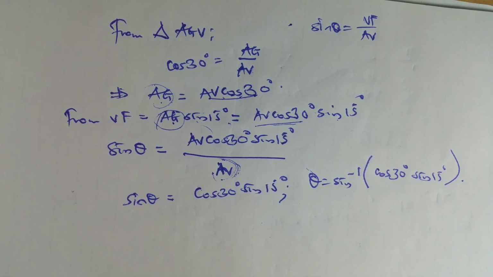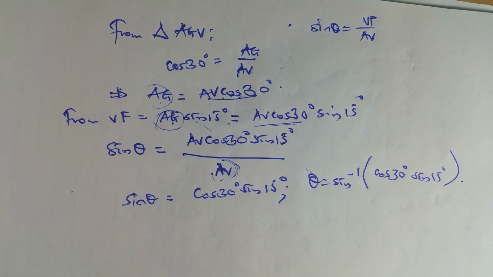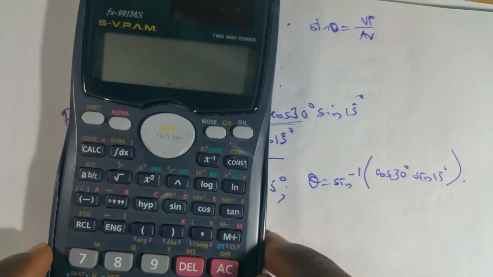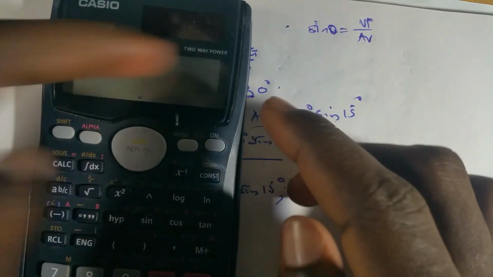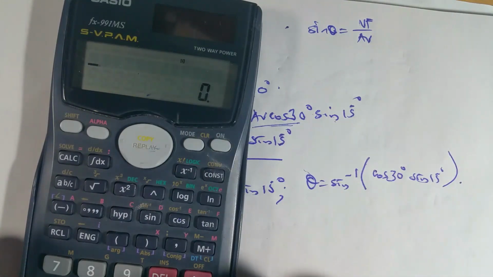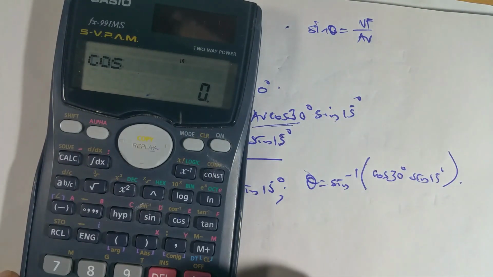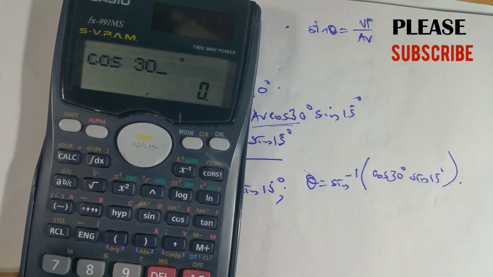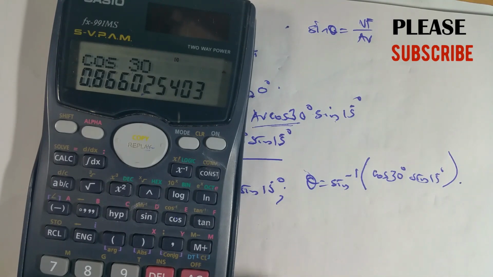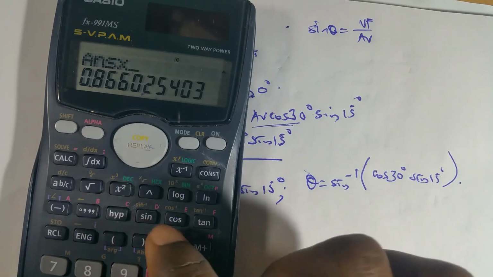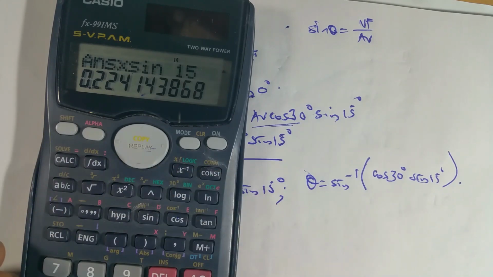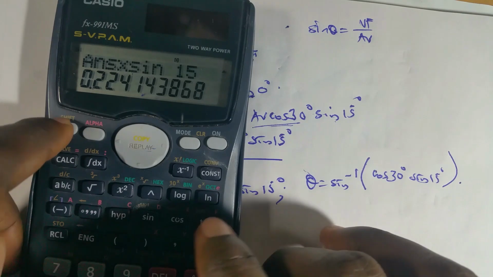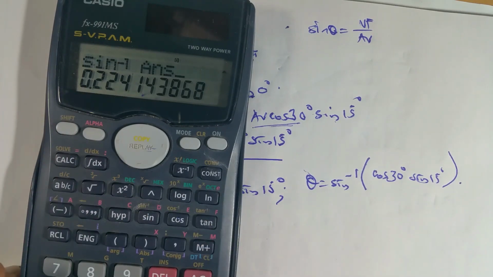Then we need a calculator for that case. Now, how do we get that on a calculator? We first get cos 30, then multiply by sine. I think I put it like this for you to see clearly, but you'll just be observing on the screen. We have cos here, cos of 30, which is going to give us that. Then we just multiply our answer by sine of 15. Sine is here, sine of 15. We're going to get 0.224 and so on. Then for arc sine, we press shift, then sine, to give us arc sine of the answer.